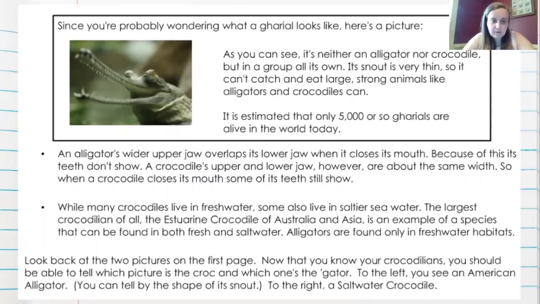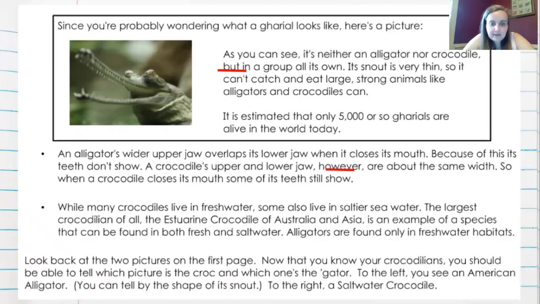And alligators, did I have any? Oh, I underlined the word "but" in that sentence because that can be one of the things that tells us differences. An alligator's wider upper jaw overlaps its lower jaw when it closes its mouth. Because of this, its teeth don't show. A crocodile's upper and lower jaw, however, are about the same width. So when a crocodile closes its mouth, some of its teeth still show. So I underlined the word "however" in that bullet point.